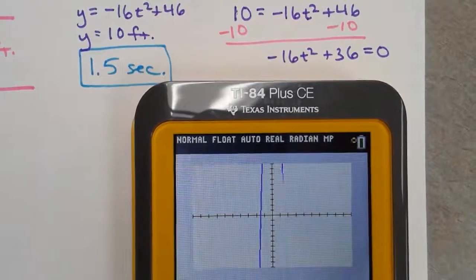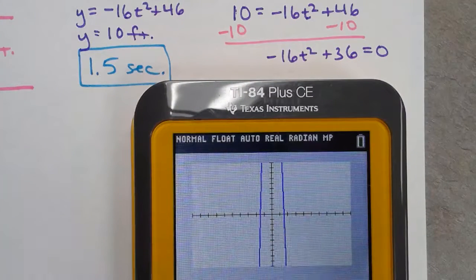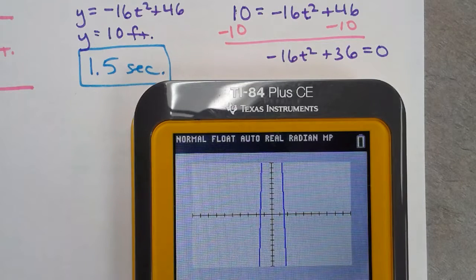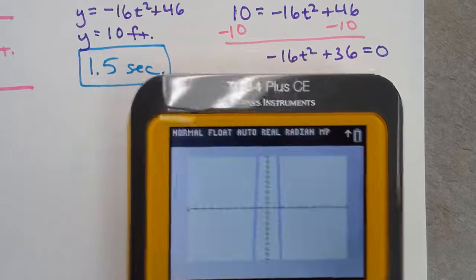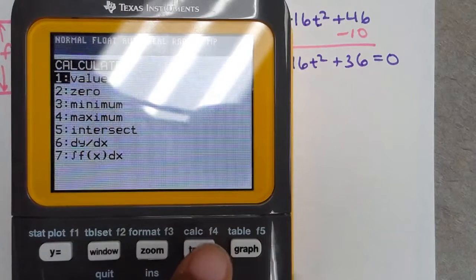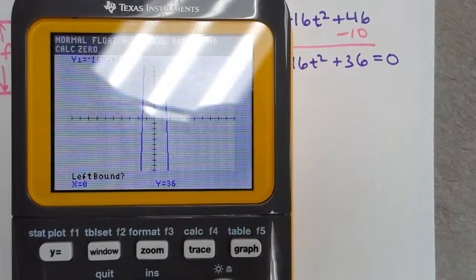So then I'm going to see this graph. Notice that it hits it right there. I want the zeros, so I want the positive one. Again, time can't be negative. So I'm going to go ahead and hit second, and it's going to calculate again. So second and then calculate. We want to find the 0 this time.